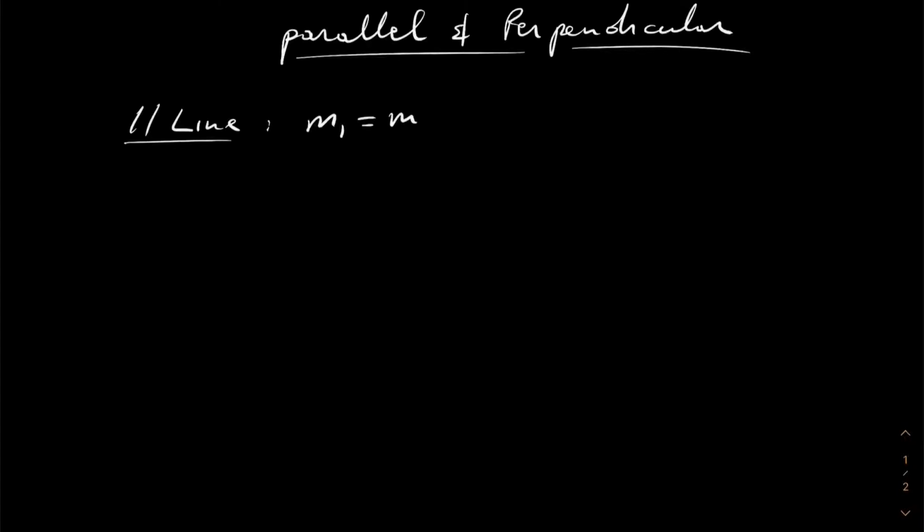On the other hand, two lines are perpendicular if the product of their slopes is equal to -1, meaning their slopes are negative reciprocals of one another. So if you have a given line with slope m, a new line perpendicular to that one would have a slope m1 equal to -1/m. Let me give you an example.